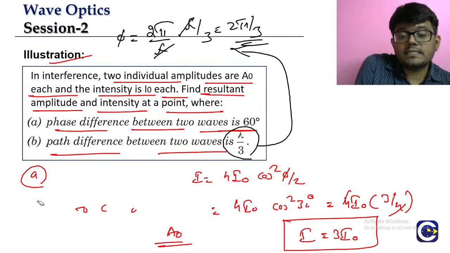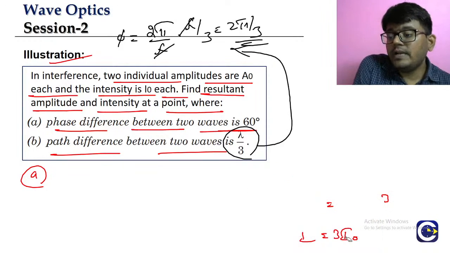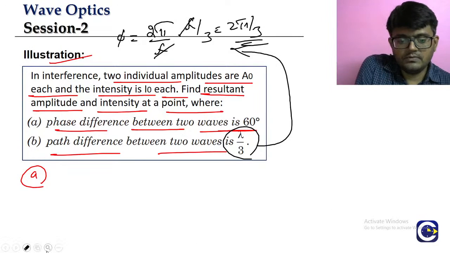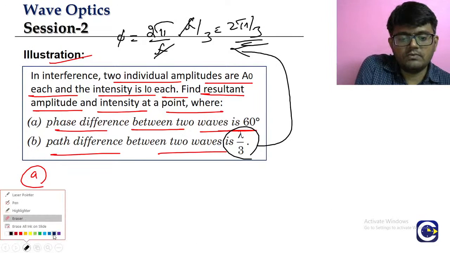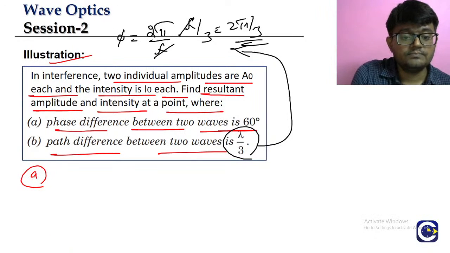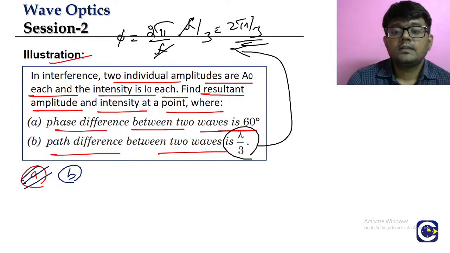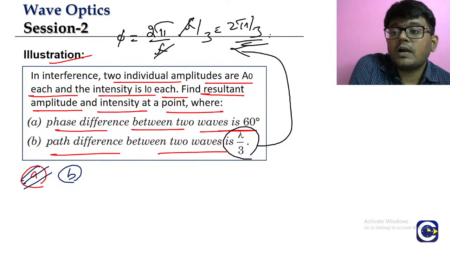Because in most of the discussions, we will be focusing on the phase difference. Whenever they give a path difference, we will try to convert the path difference into phase difference. That is it. We'll convert whatever path difference value is given into phase difference. So we're done with this, we are going to B. What is the B case? Path difference is given, we got the phase difference, right?